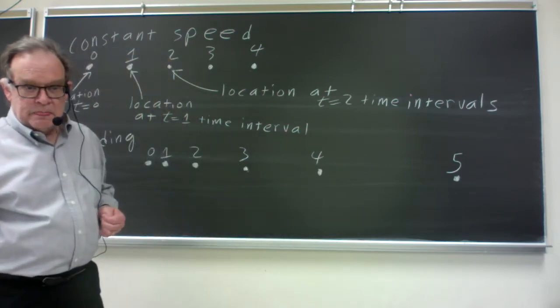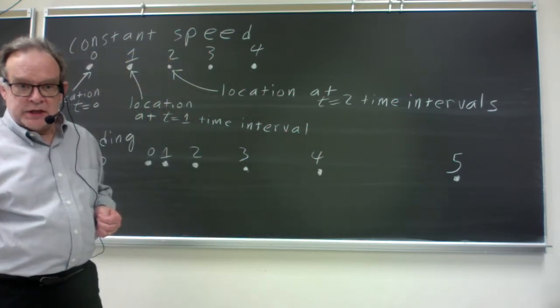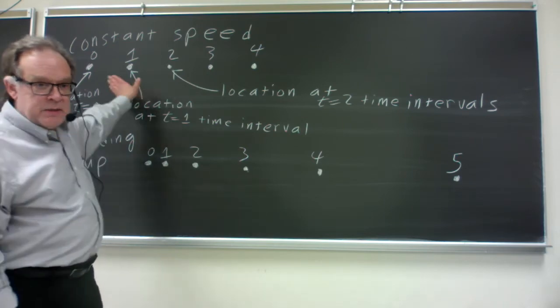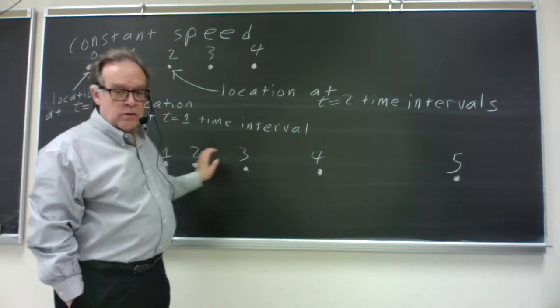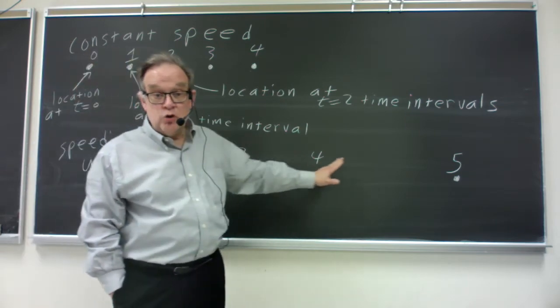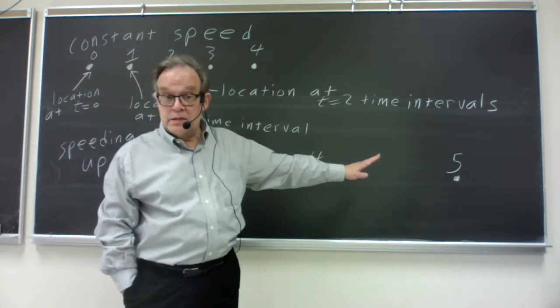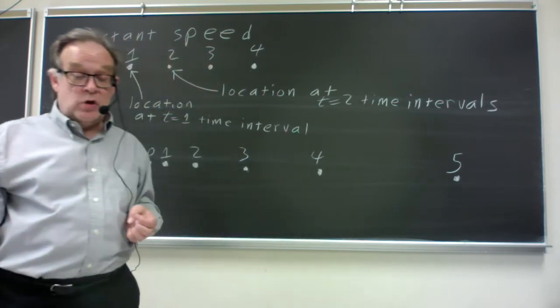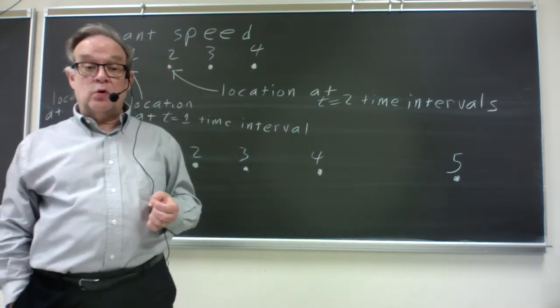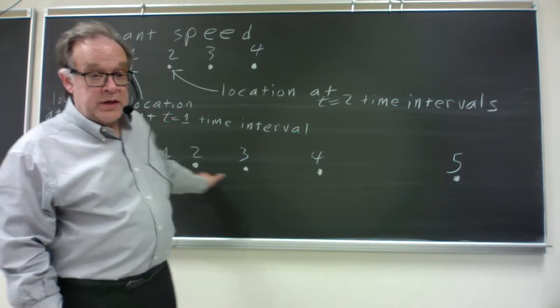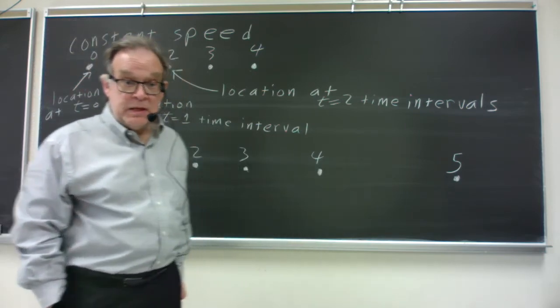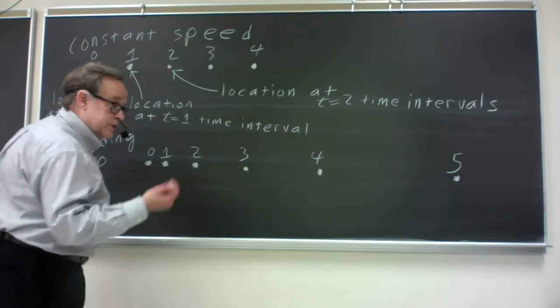And then the third basic type of motion diagram, besides the constant speed diagram and the speeding up diagram, where the spacing increases as time goes by, would be the diagram indicating slowing down. And you might expect that would look sort of the opposite of the speeding up diagram. It would look something like this.